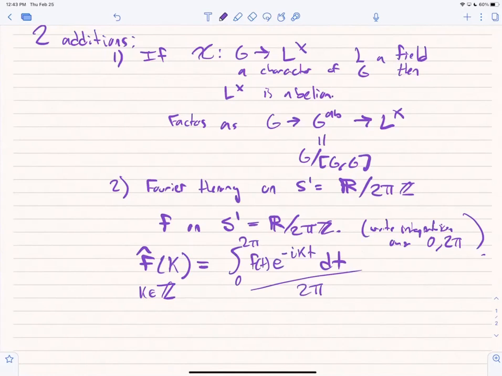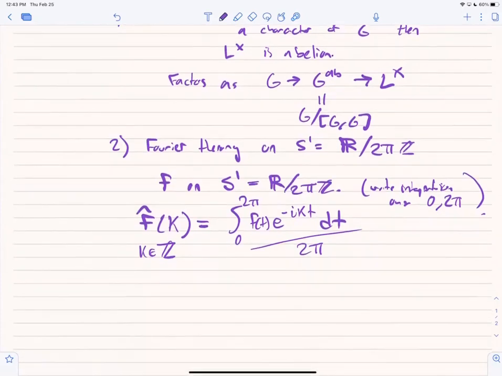There are different normalizations people take. And if we weren't doing the Fourier transform on the circle, if you were doing it on all of the real numbers, then k would be a real number instead of an integer. But here, for the circle, we should just do integers.